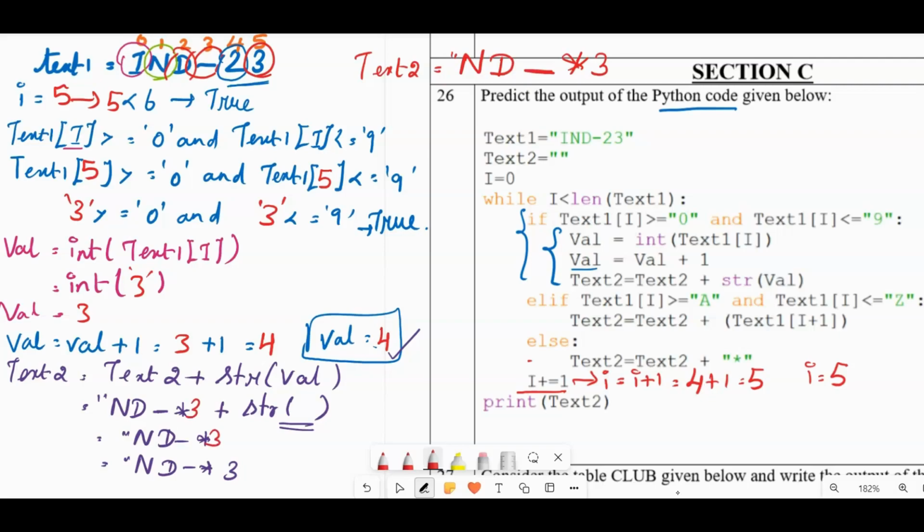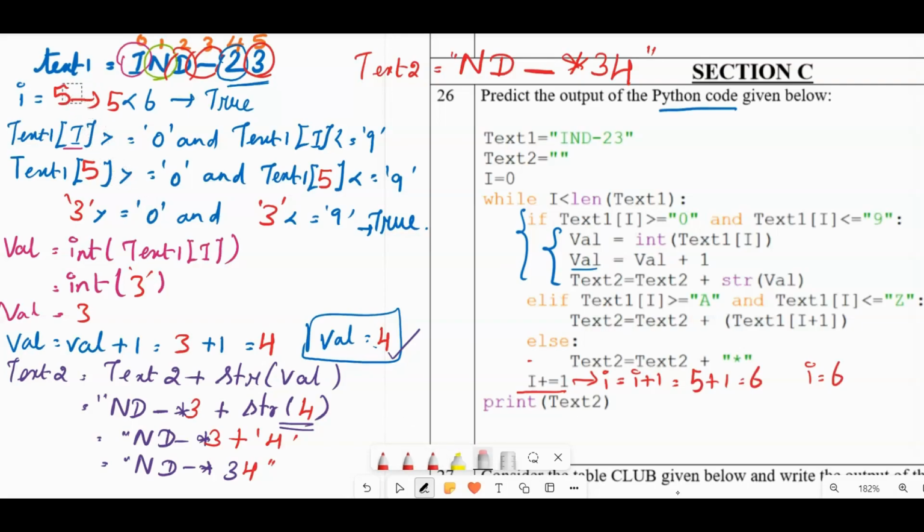Okay, now updating the new value of text 2 here in the steps. The next str of val is 4 now, so it will be converted into a string. After that, this 4 is getting added here, and it is finally added in the text 2 also. Okay, under the next iteration, what is the next iteration? Now I becomes 5 plus 1, which is 6. I is equal to 6.